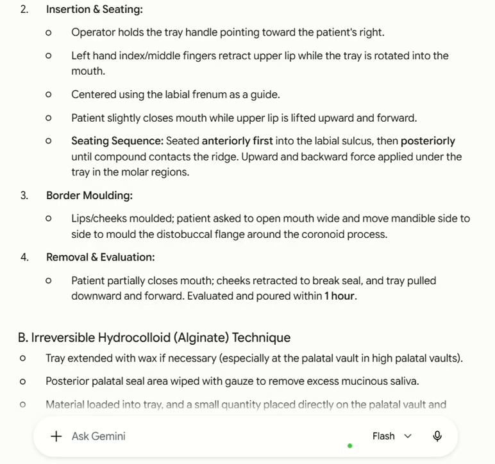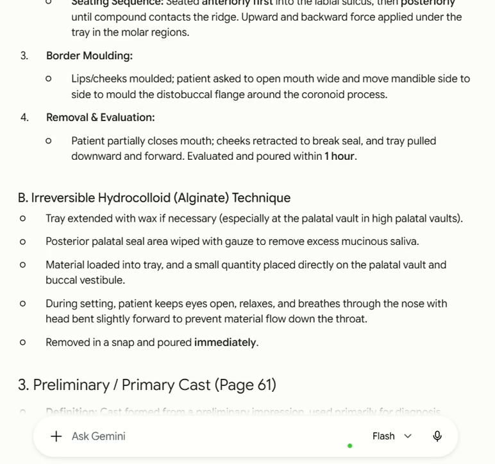B. Irreversible hydrocolloid, alginate, technique. Tray extended with wax if necessary, especially at the palatal vault in high palatal vaults. Posterior palatal seal area wiped with gauze to remove excess mucinous saliva. Material loaded into tray, and a small quantity placed directly on the palatal vault and buccal vestibule.